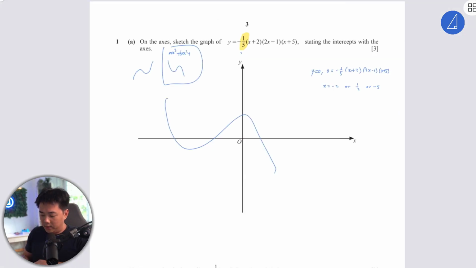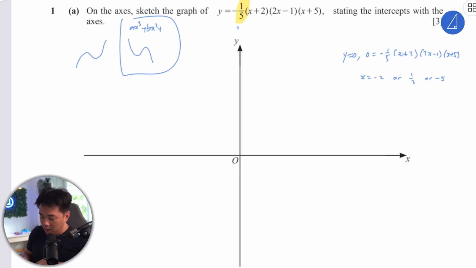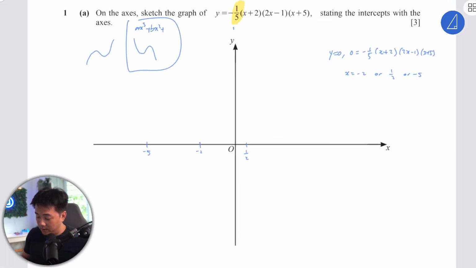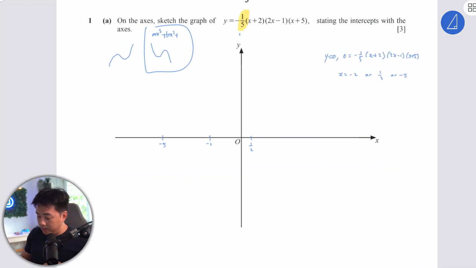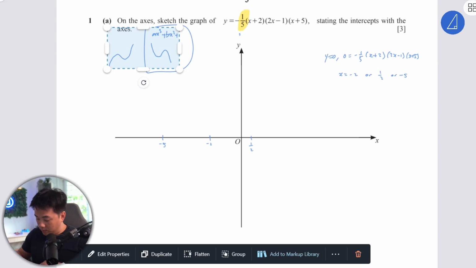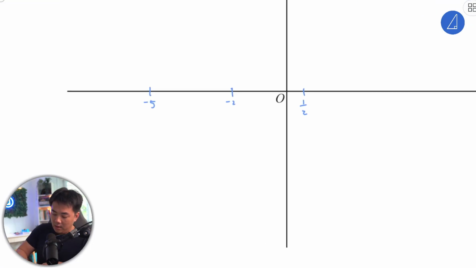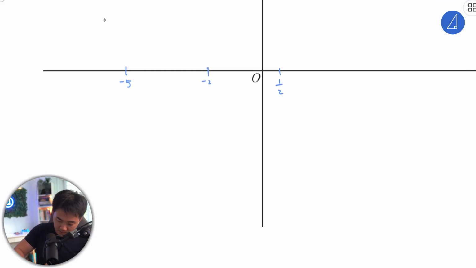So just plot on the axes here. Try to draw to scale so that this is -5, this is -2 over here, then this will be 1/2. So 1/2 will be much smaller in this case. So there you go. Now we can draw the cubic curve here. We just slowly draw it out.